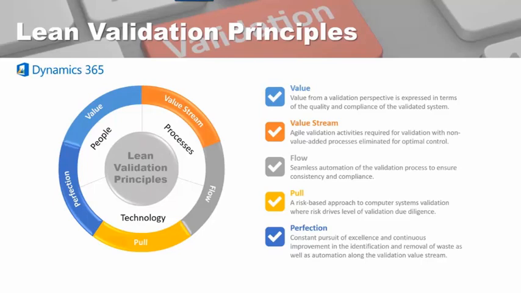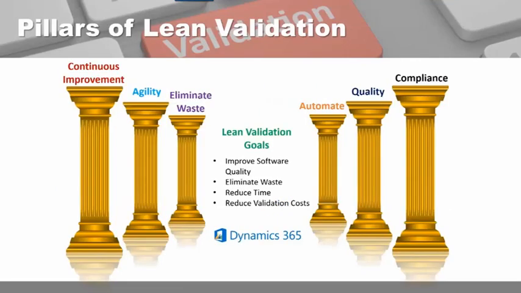As you can see, as we take the principles of lean and apply them to validation and add people, processes, and automated technology, we can get to a point where we optimize the process by which we validate Dynamics 365. So validation of 365 is based on 6 pillars: continuous improvement, an agile software development lifecycle process, the elimination of waste, automation of the validation process, quality assurance, and ultimately compliance, which is the holy grail of validation. This is what we're really trying to do.